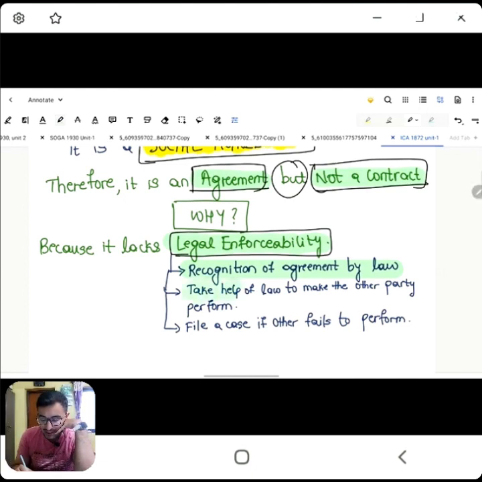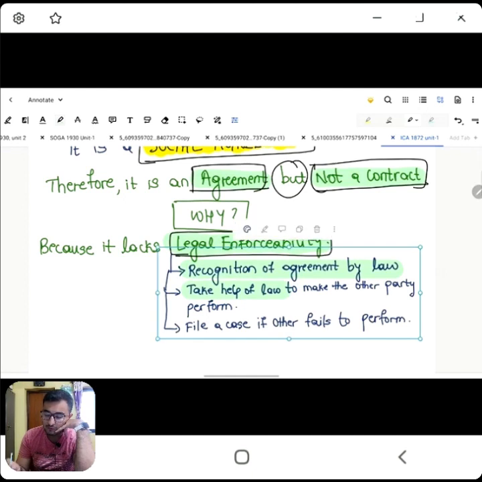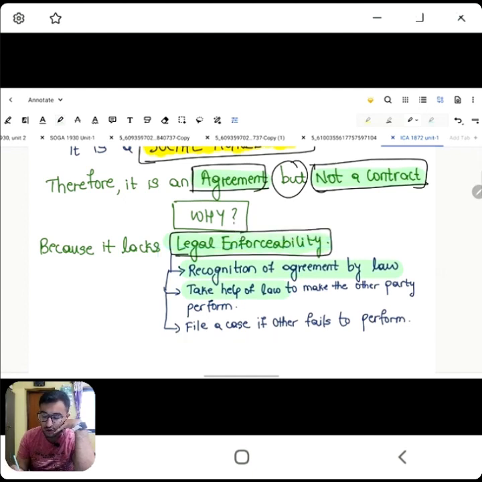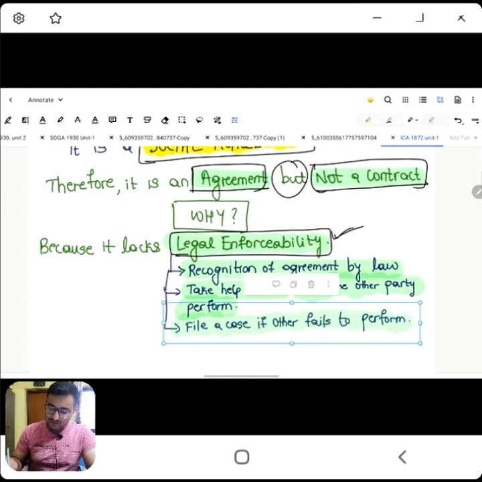You can take help of the law, the police, the court of law to make the other party perform his side of the agreement. When there are two promises, if the other party is refusing to perform, and you can go and take the help of the court of law or the police to make that party perform his side of the contract, then there is legal enforceability, right? And the third thing, you should be able to file a case if the other party fails to perform.